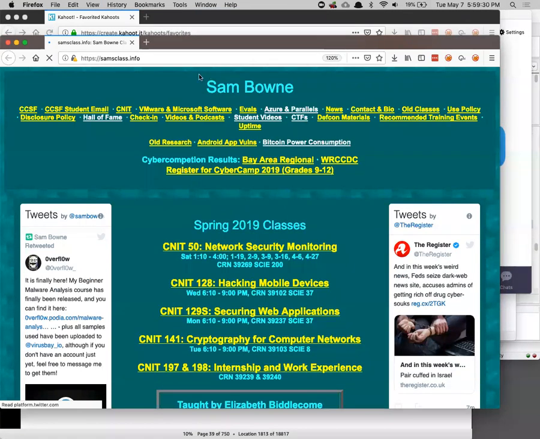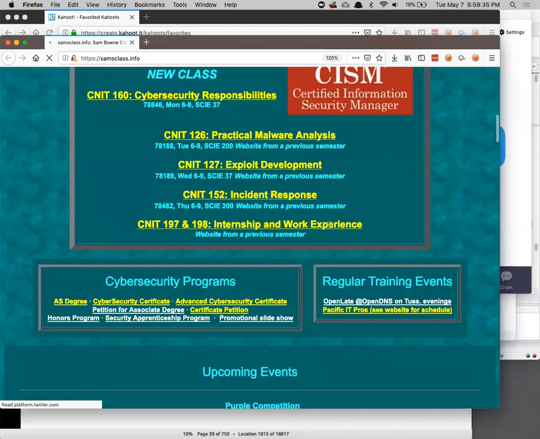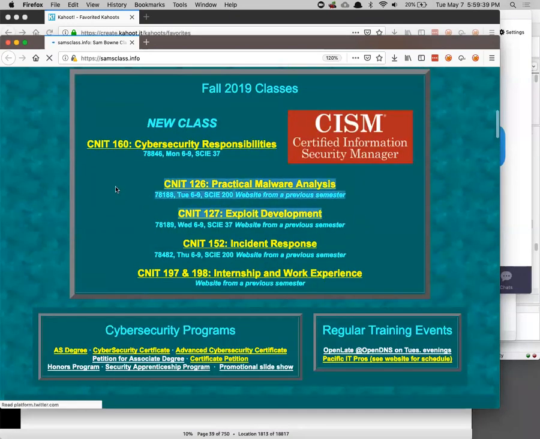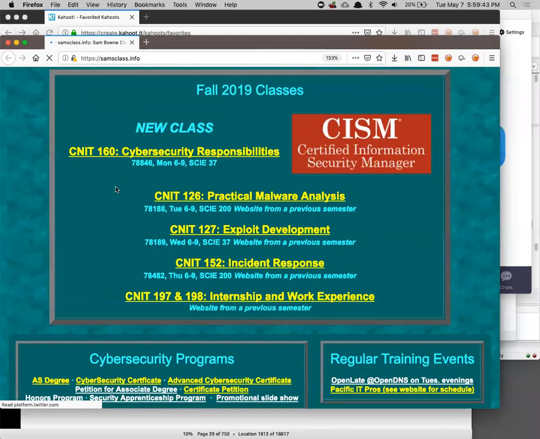So what's going to happen next semester is I'm going to have my most difficult classes, which are these two. 126 and 127 are the assembly language classes, basically. And these go into the detail of how exploits work and how computers work, the details of exactly how the memory is laid out and how memory corruption works.